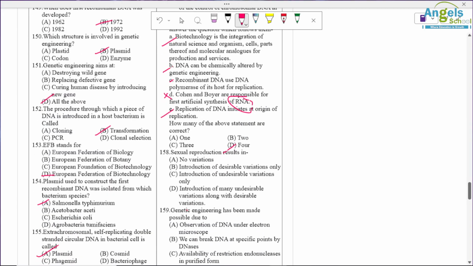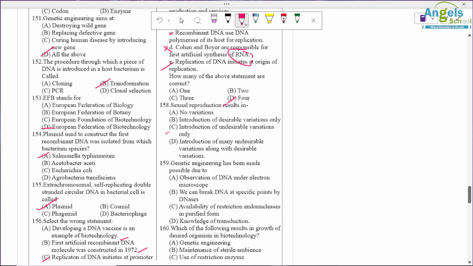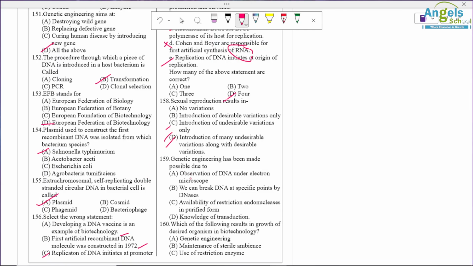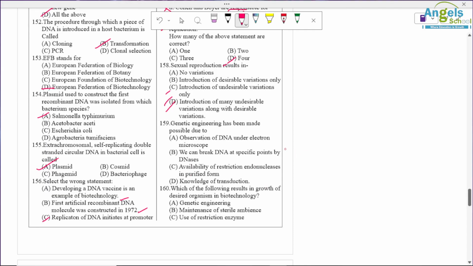Sexual reproduction results in introduction of undesirable variations as well as desirable variation. So option D is correct. Genetic engineering has been made possible due to observation of DNA under electron microscope, we can break DNA at specific points, the ability of restriction endonuclease in purified form, and knowledge of transduction. So again option C is correct.